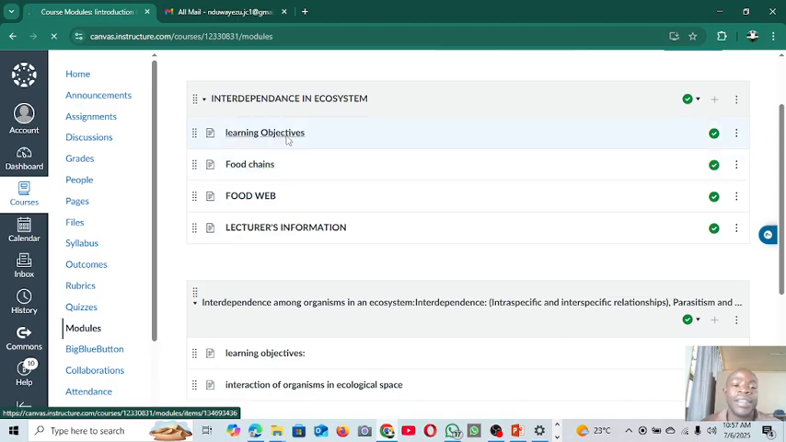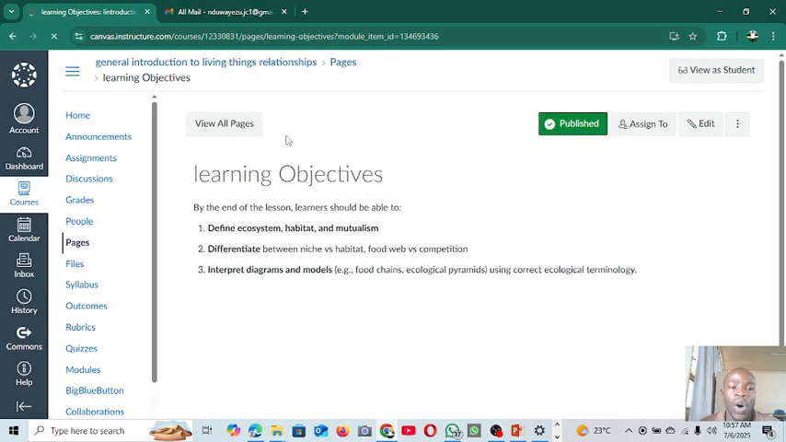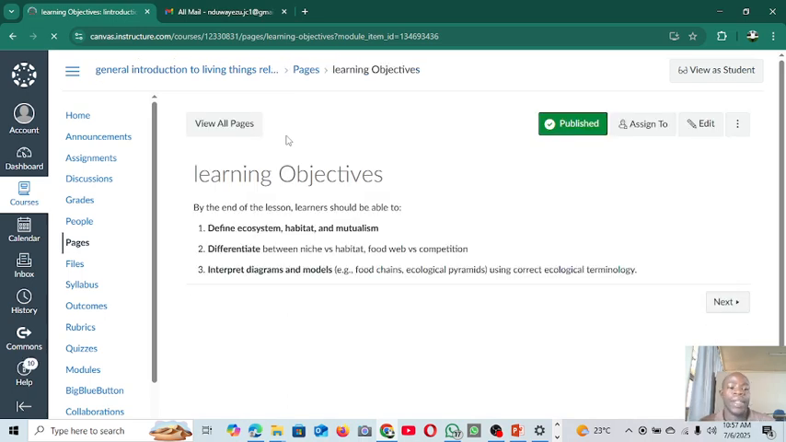learning objectives. As a learner who has been taught this lesson, you can define ecosystem, habitat and mutualism, differentiate between niche and habitat, as well as construct a food web in his or her habitat.